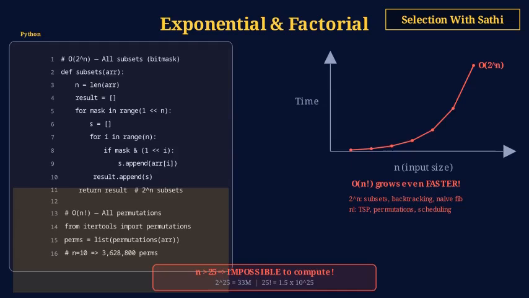For n equals 15, it's over a trillion, completely impractical. These are NP problems. To handle them for larger inputs, you need dynamic programming, greedy algorithms, or approximation techniques.